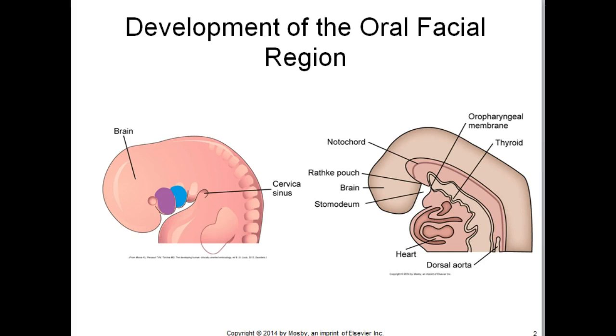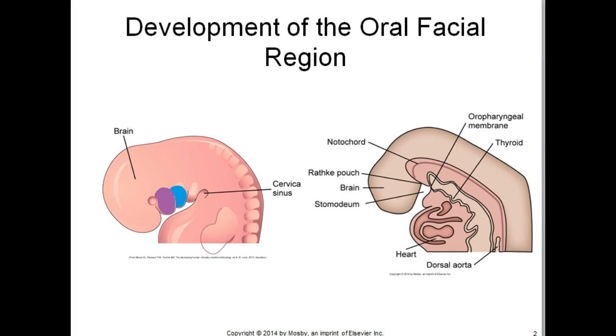The masticatory muscles arise from the mandibular pharyngeal arch and are innervated by the 5th cranial nerve. The muscles of facial expression arise from the 2nd or hyoid pharyngeal arch and are innervated by the 7th cranial nerve. Constrictor muscles of the throat arise from the muscles of the 3rd and 4th arches.